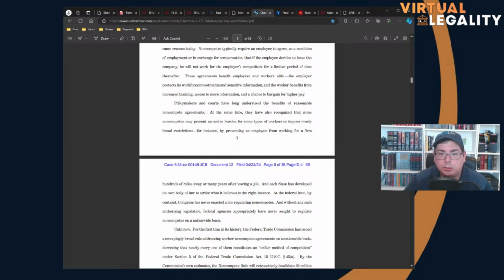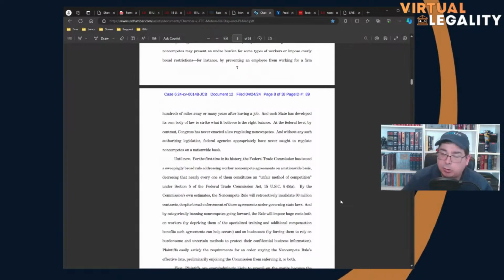Policymakers and courts have long understood the benefits of reasonable non-compete agreements. At the same time, they've also recognized that some non-competes may present an undue burden for some types of workers or impose overly broad restrictions. For instance, by preventing an employee from working for a firm hundreds of miles away or many years after leaving a job. And each state has developed its own body of law to strike what it believes is the right balance. At the federal level, by contrast, Congress has never enacted a law regulating non-competes.